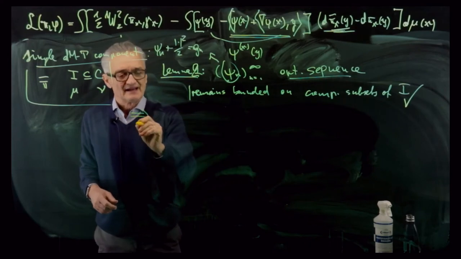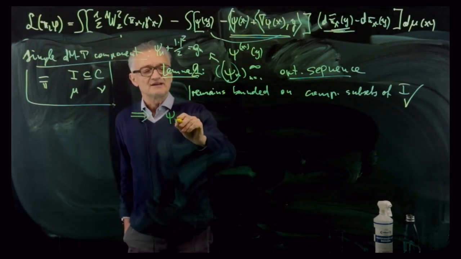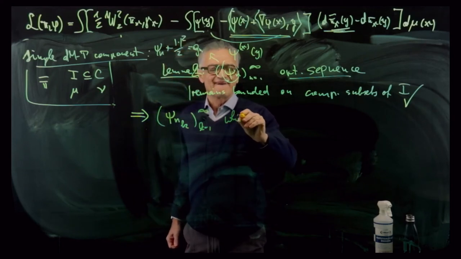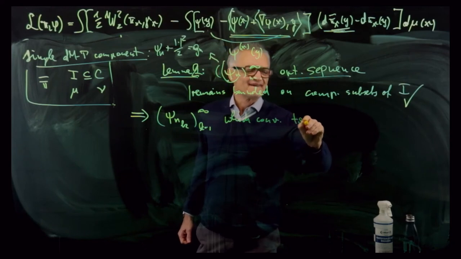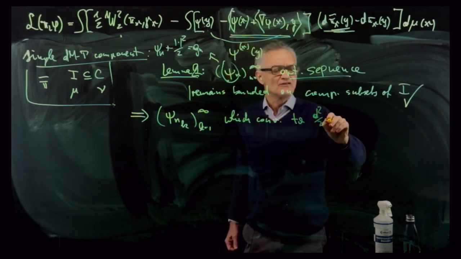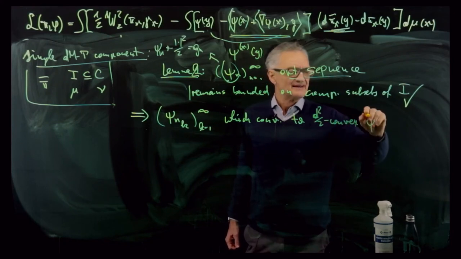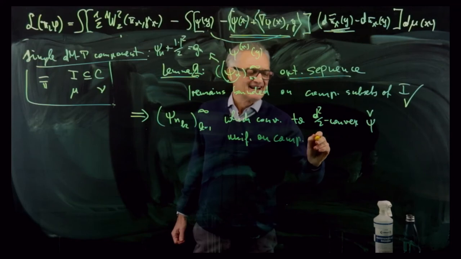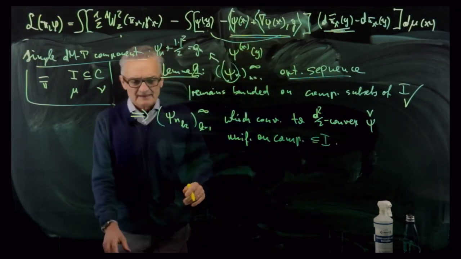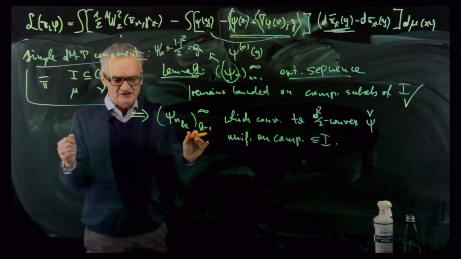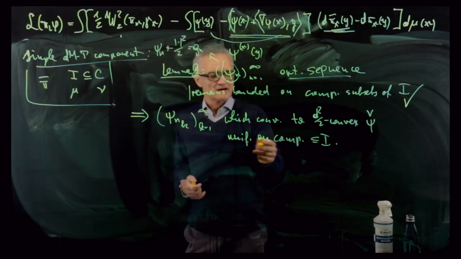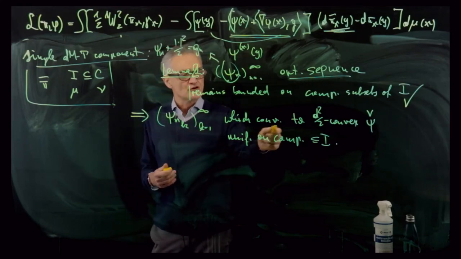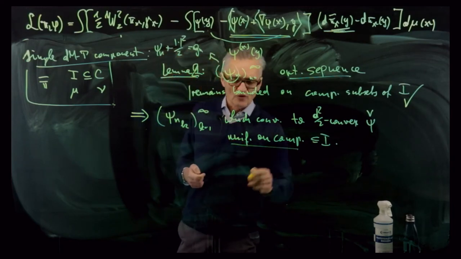From this, it follows that there exists a subsequence psi n k, k equal 1 to infinity, which converges to the d square over 2 convex psi check, uniformly on compacts in I. This is a standard argument: when you have convex functions which remain bounded on a convex set, namely a generic compact set here in I, then you can pass to a subsequence which converges compactly, I mean uniformly on these compact sets.